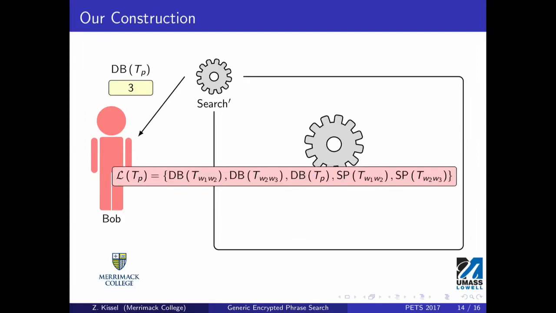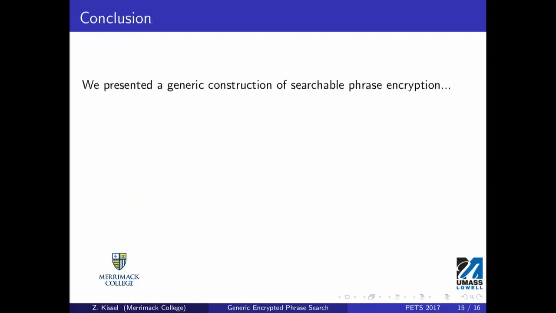The leakage here is a lot different. It's a lot higher. For example, it contains the leakage of both the subphrases, the leakage due to the documents returned, the search patterns of the two subphrases, and also all the location information, the obfuscated location information.